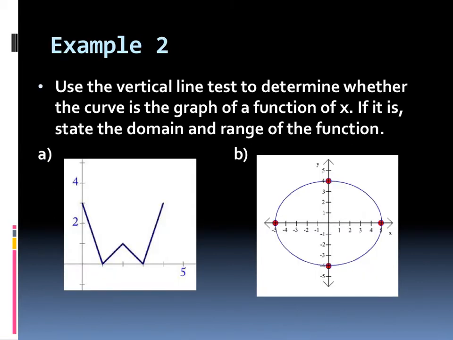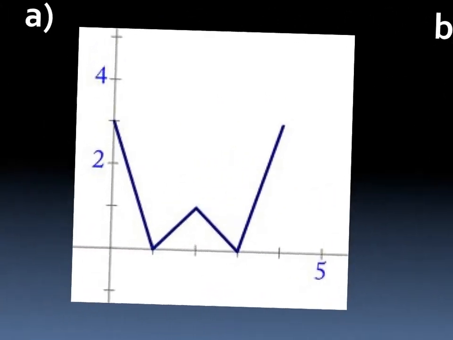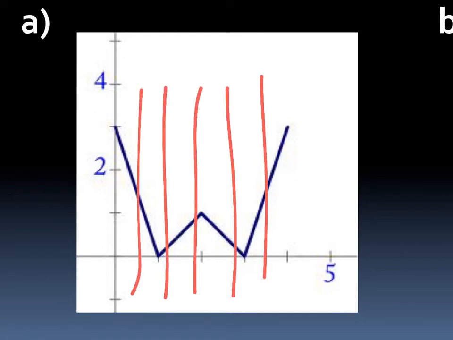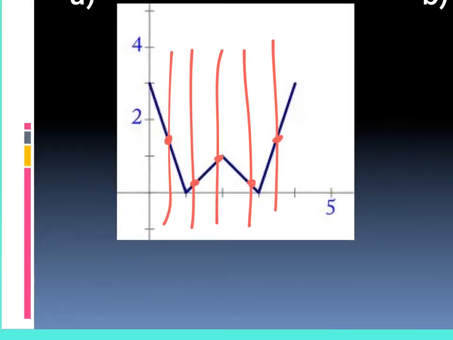So example 2 says use the vertical line test to determine whether the curve is the graph of a function. If it is, state the domain and range of the function. So if we look at A, you can either visualize vertical lines in your head or you could literally draw your vertical lines. If any single vertical line hits your graph at more than 1 point in any of them, then it's a no. So this one hits it here, hits it here, hits it here, hits it here, hits it here. Do any of those, or any other ones we could draw in between, intersect your graph at more than 1 point? No, so this is a function, okay?